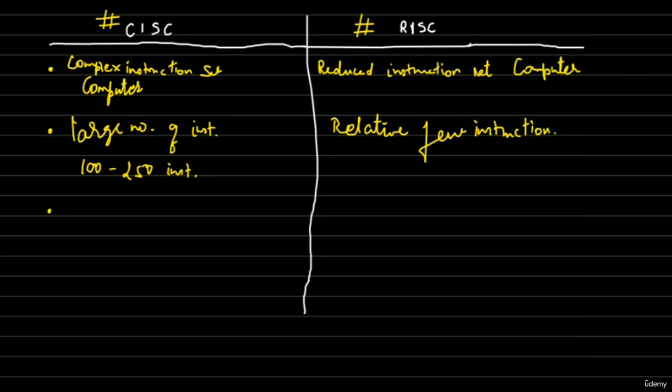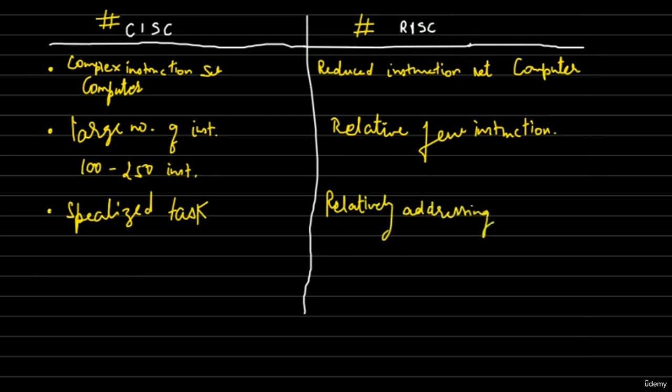Some instructions performed in CISC perform specialized tasks, and are used infrequently. Well, I'm not mentioning it right here, it's just for the specialized task. And for RISC, it is having relatively few addressing modes.